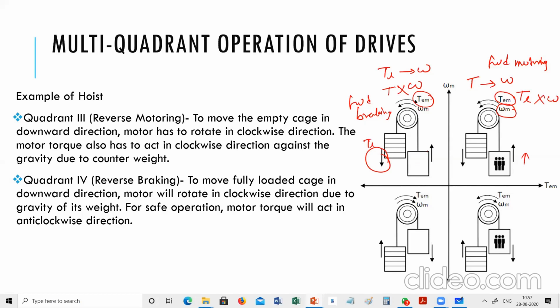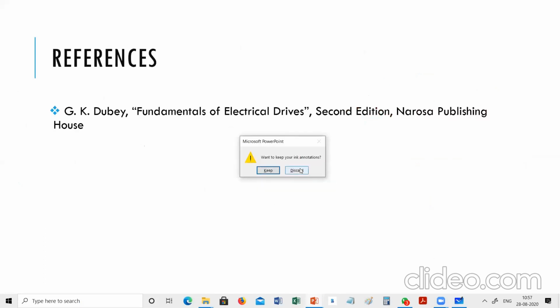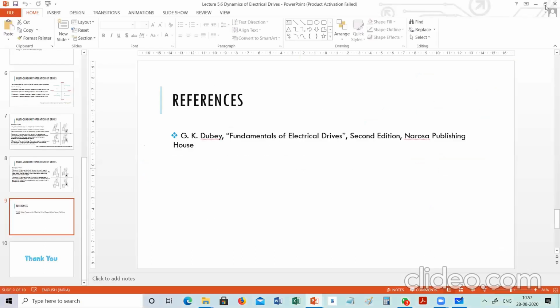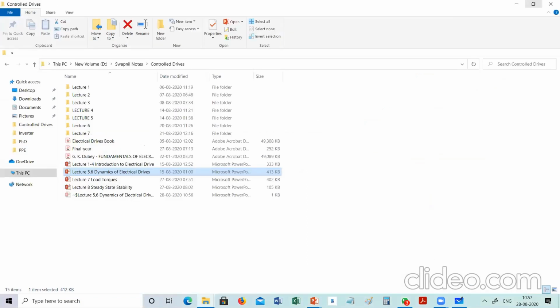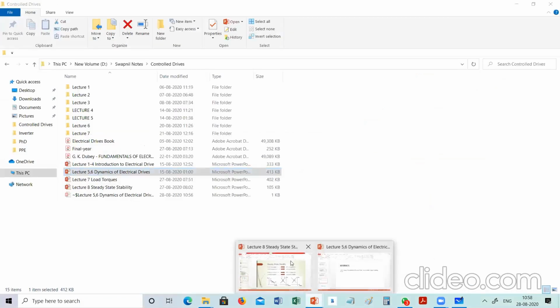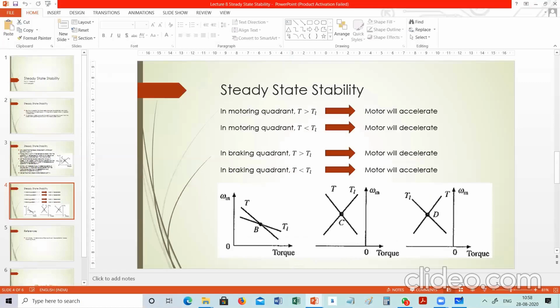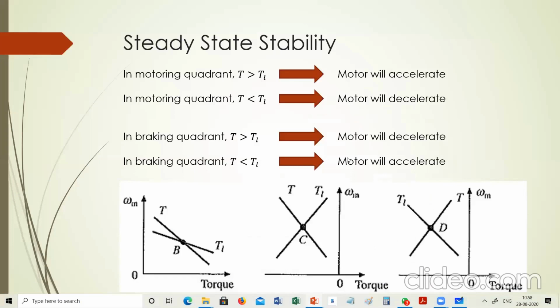In first quadrant motor torque is helping speed, means motor torque is helping speed to increase, but in second quadrant it is opposing. Similarly we can examine the steady state stability of these 3 points.